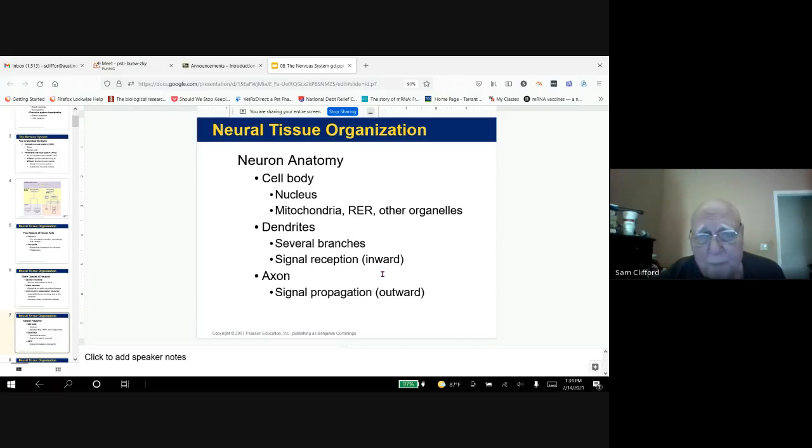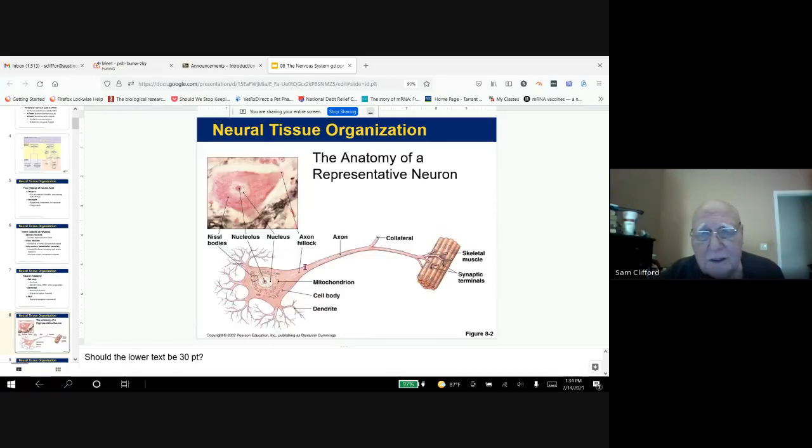So what are the parts of a nerve? Cell body, dendrites, and axon. If you look at a typical multipolar neuron, you have dendrites, which receive information from the axons, or the axon endings, from other nerves.